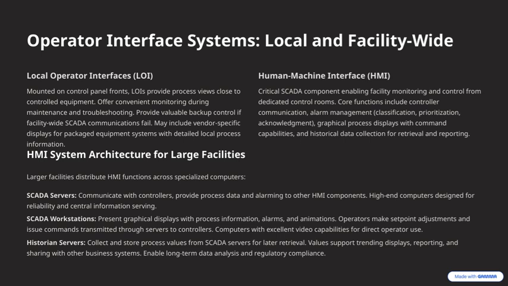The human-machine interface, or HMI, is typically mounted on control panel fronts. These local operator interfaces, or LOIs, give operators quick access to process views close to where the equipment is located. They're invaluable during maintenance and troubleshooting, providing convenient monitoring options. Additionally, LOIs serve as backup control points if the facility-wide SCADA communication system experiences issues. Sometimes, they may include vendor-specific displays for detailed local process information, especially in packaged equipment systems.